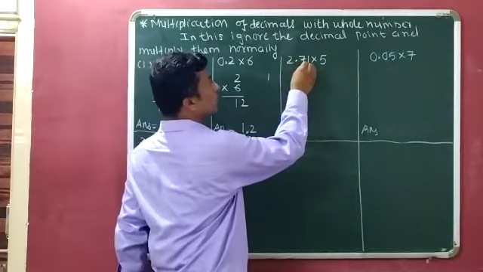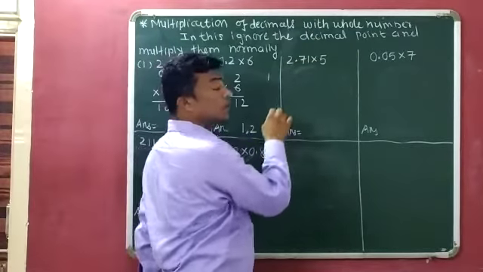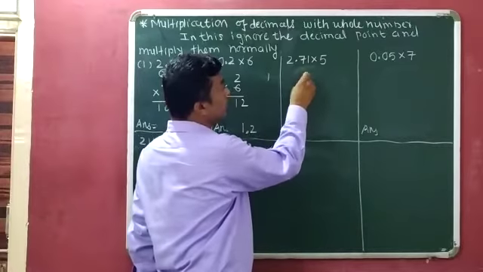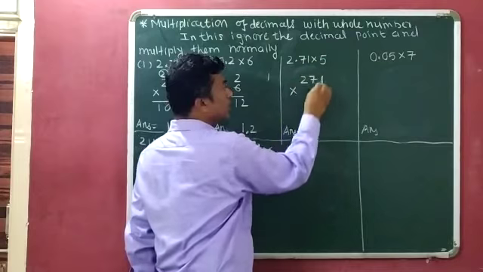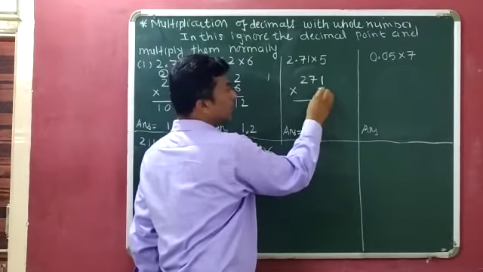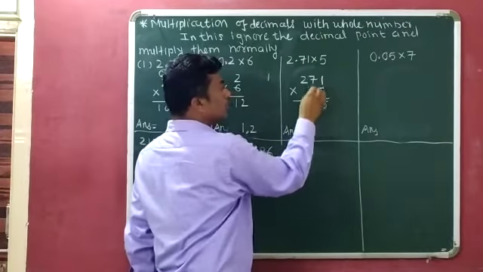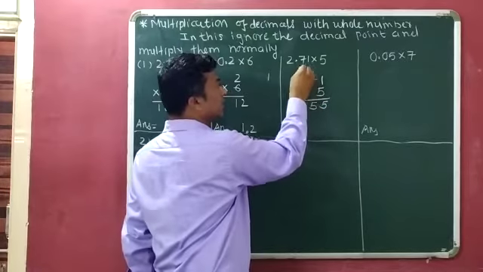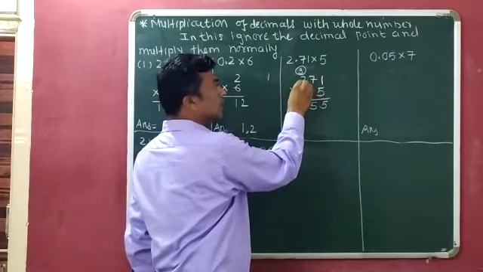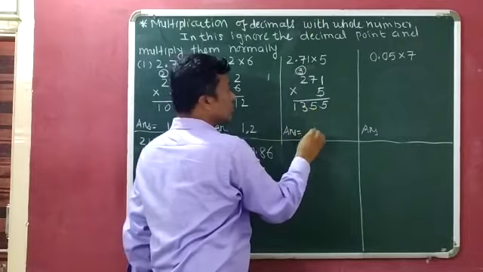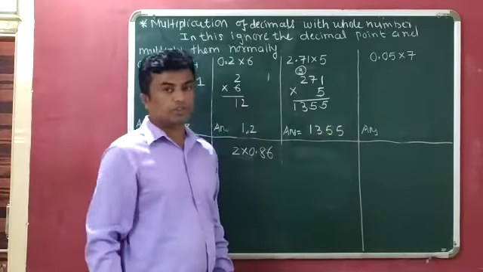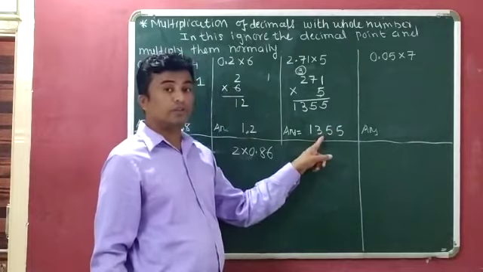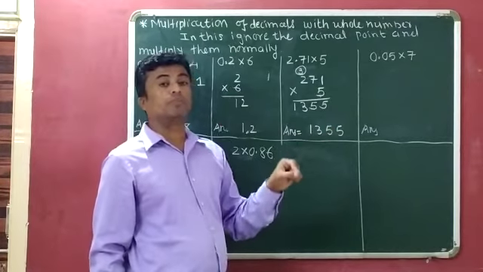Now see children, 2.71 multiply 5. If we ignore the decimal point, then it is 271. This multiply 5. 5 ones are 5, 5 sevens are 35, carry 3. Now 5 twos are 10 plus 3, 13. So the answer is 1355.